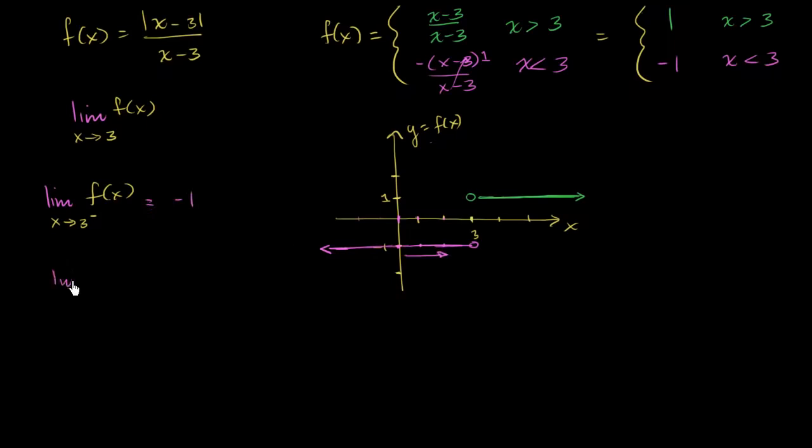Now let's think about the limit of f of x as x approaches 3 from the positive direction, from values greater than 3. Here we see when x is equal to 5, f of x is equal to 1. When x is equal to 4, f of x is equal to 1. When x is equal to 3.000001, f of x is equal to 1. So it seems to be approaching positive 1. Now we have something strange. We seem to be approaching a different value when we approach from the left than when we approach from the right. And if we're approaching two different values, then the limit does not exist.